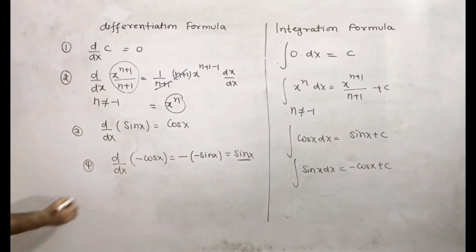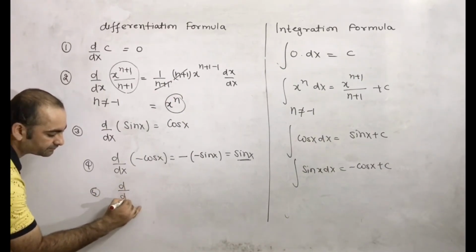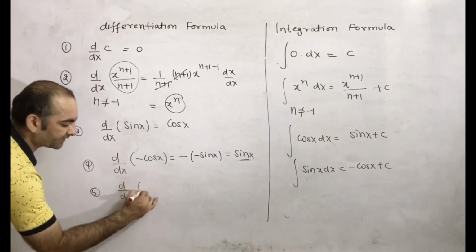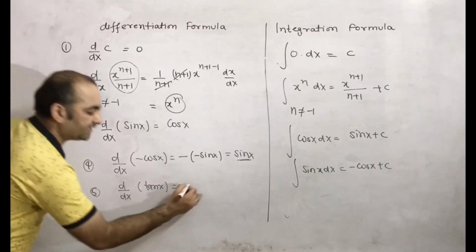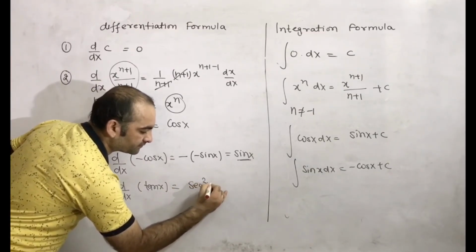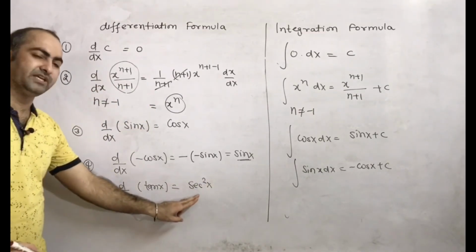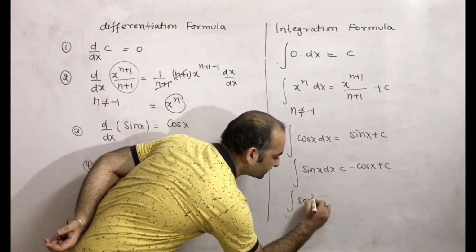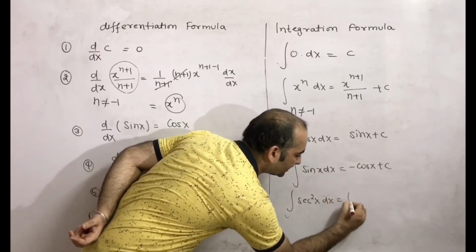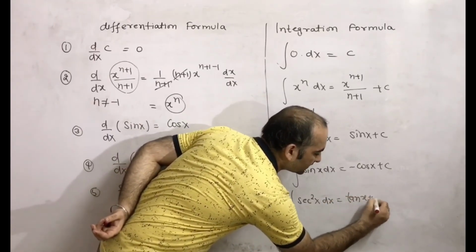Next formula, formula number 5. D by dx of tan x. Differentiation of tan x is secant square x. Okay, then integration of secant square x is tan x. So integration of secant square x dx will be tan x plus c. Okay.